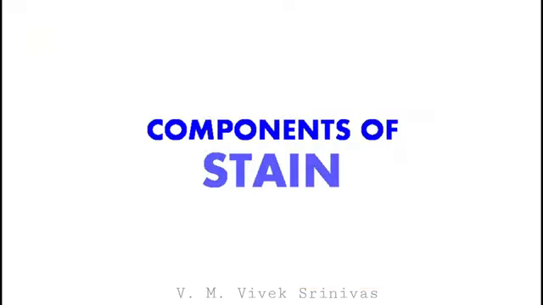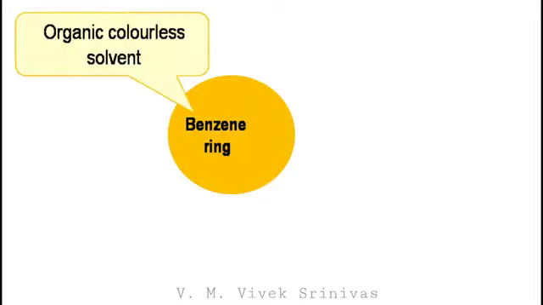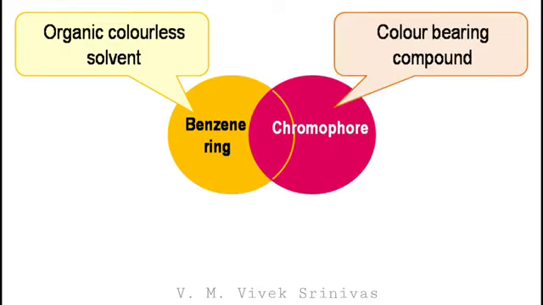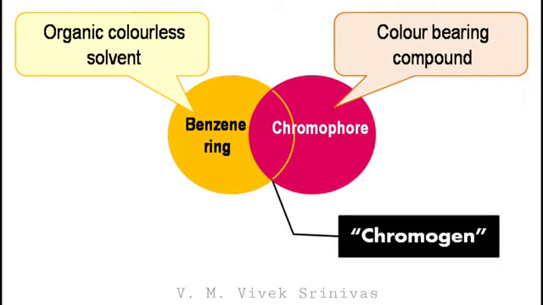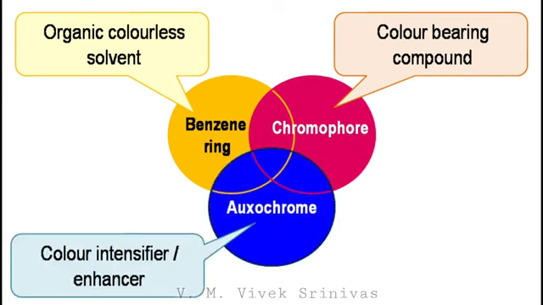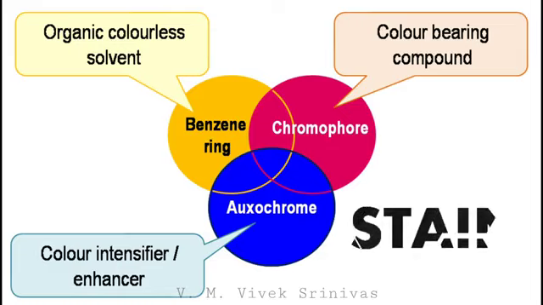Next, what are the components present in the stain? There are three constituents that make up the stain. Number 1, the benzene ring. This is an organic, colorless solvent. Number 2, the chromophore group. This is a color-bearing compound. This benzene ring and chromophore group together are termed the chromogen. Lastly, the auxochrome. This is the color intensifier, or the color enhancer. These are the three constituents present in the stain.